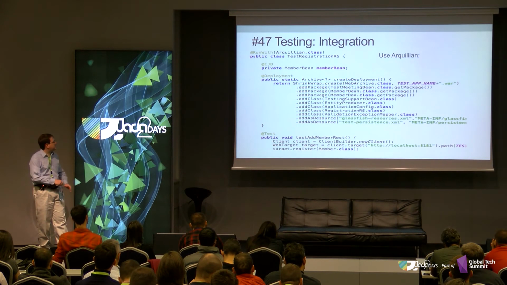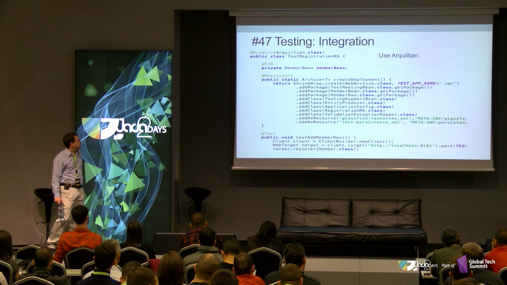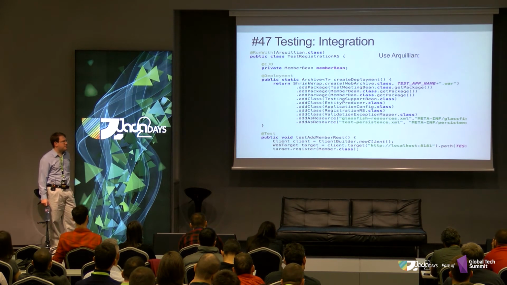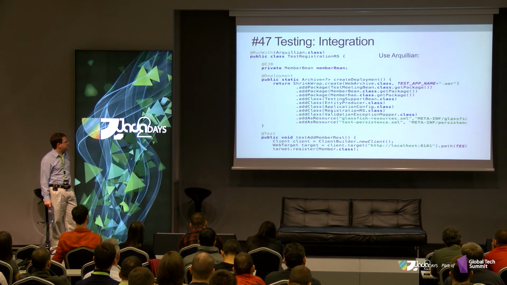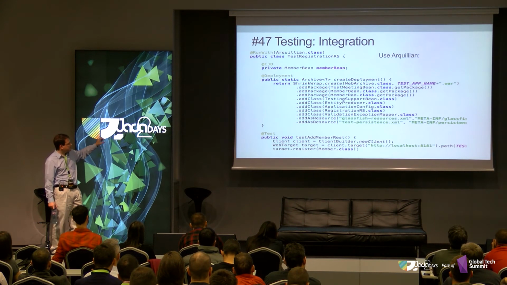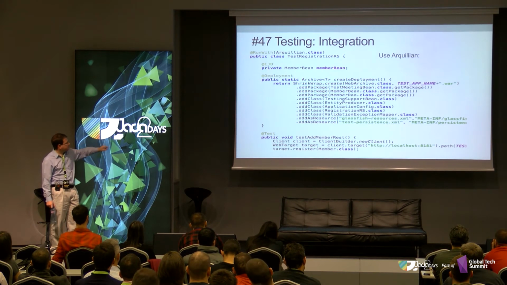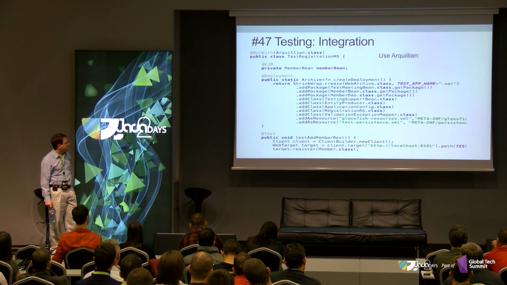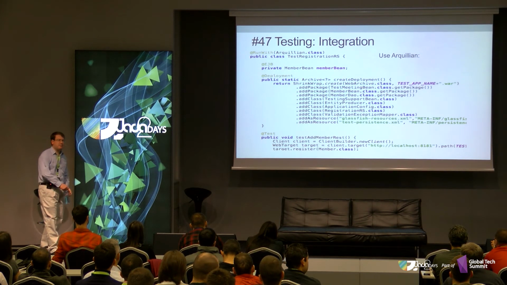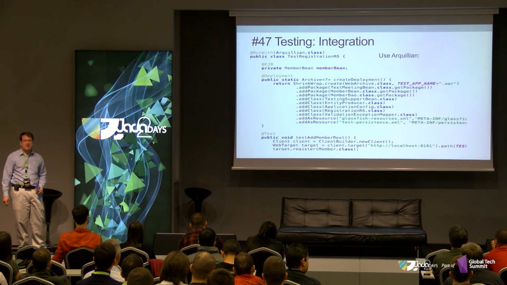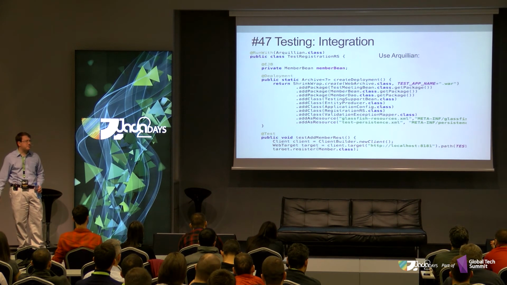So in this case right here, I'm actually building up an application. I'm only building up a subset of the application because I don't want to deploy the entire application as part of the tests, and then the unit test actually fires up the Java EE container, deploys the application that I built in that ShrinkWrap block of code right there, and then I'm able to test web services. I'm able to call EJBs. I can do all sorts of testing of the application running in the container using container resources.